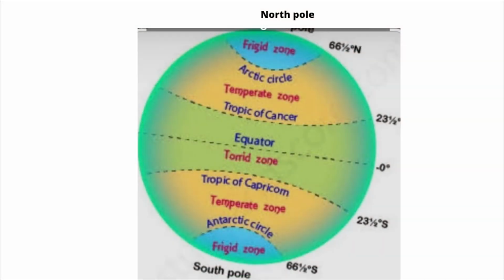Next, heat zones of Earth. There are three heat zones of Earth. The area between the Tropic of Cancer and the Tropic of Capricorn is the torrid zone. The area between the Tropic of Cancer and the Arctic Circle, and the area between the Tropic of Capricorn and the Antarctic Circle, is the temperate zone. Next is the frigid zone. The area lying between the Arctic Circle and the North Pole, and the area between the Antarctic Circle and the South Pole, is called the frigid zone.